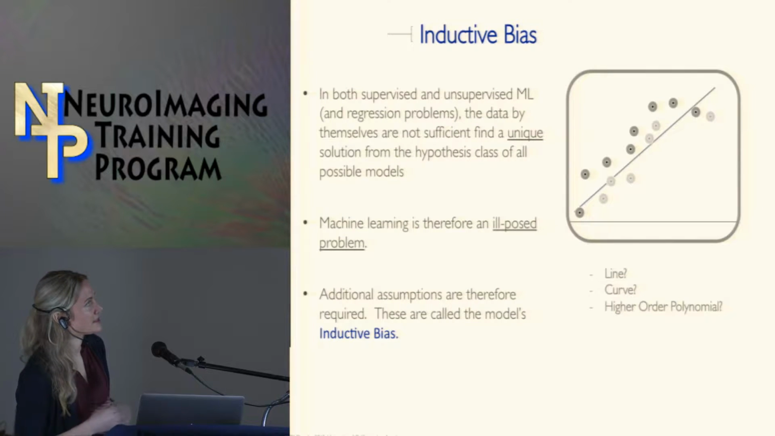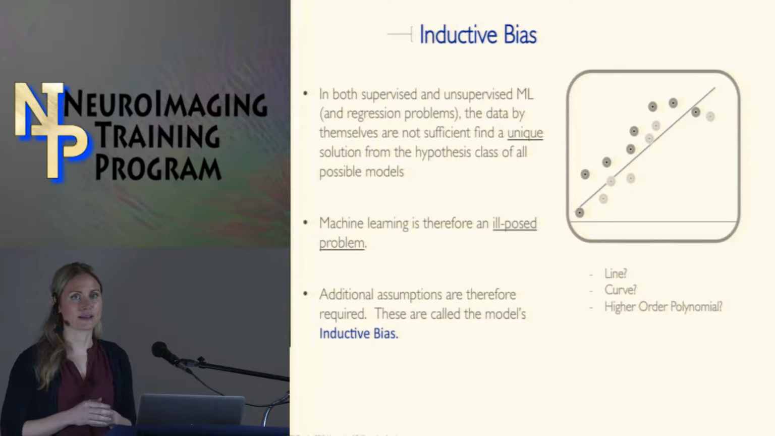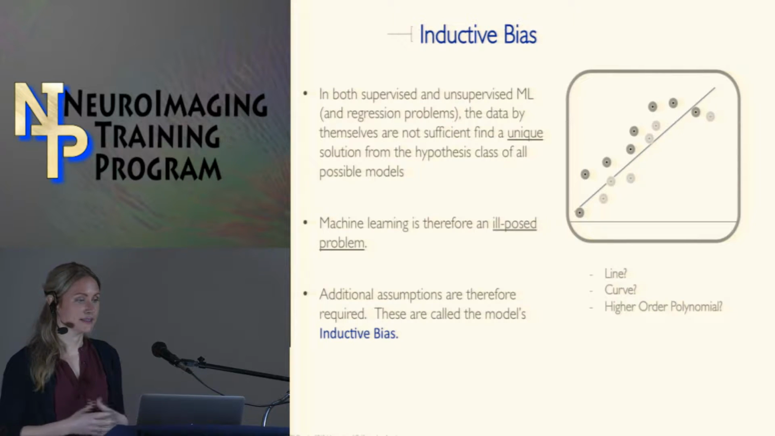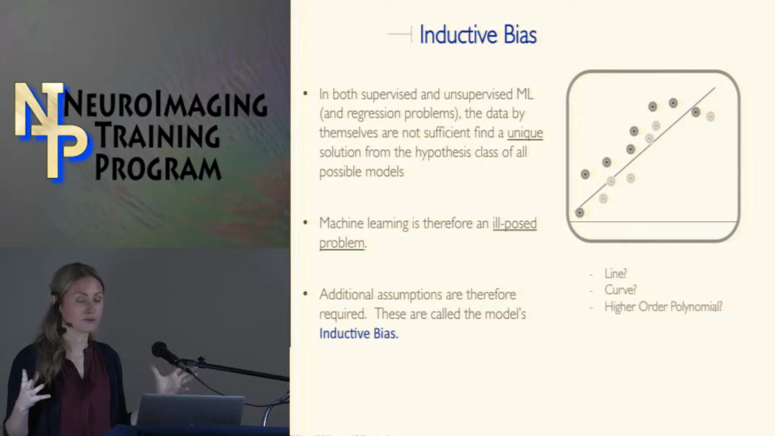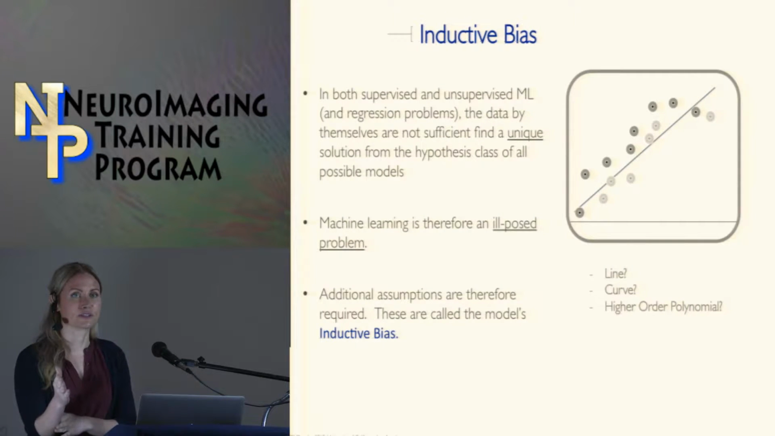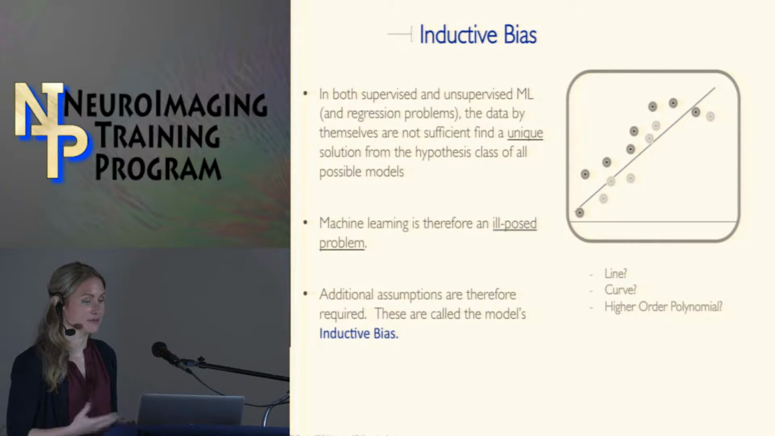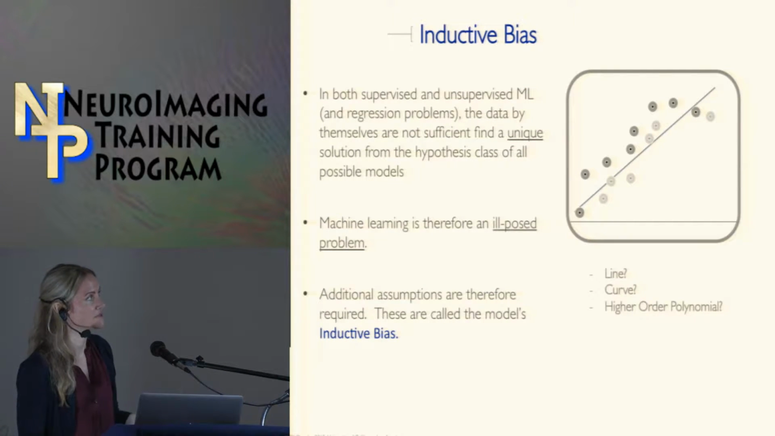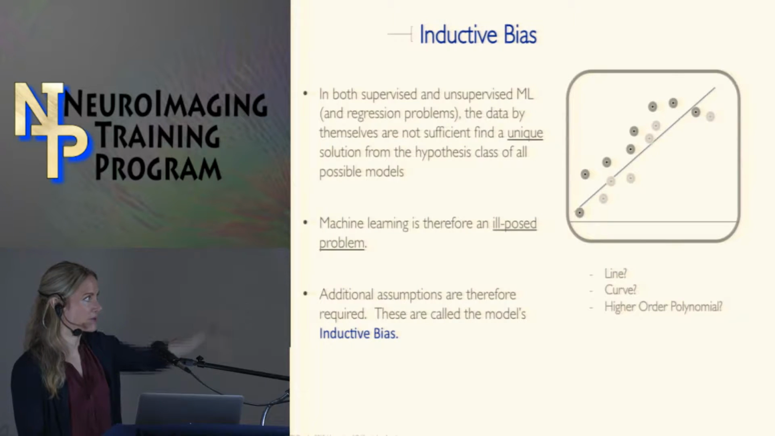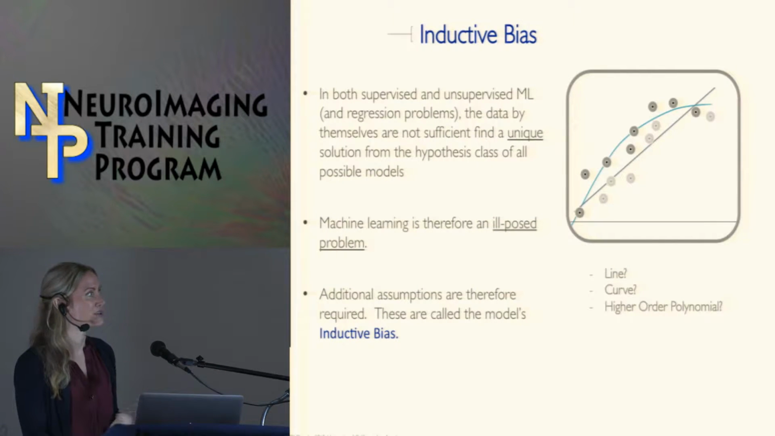So one thing to think about is that with each machine learning algorithm, there's an inductive bias. Machine learning is kind of an ill-posed problem. There's no one solution. So in order to constrain the problem, we have to make some assumptions, and this comes in the form of the inductive bias. If you have this data, part of the inductive bias could be, do we want to try and separate it with a line? Do we want to use a curve? Would we like to use a higher order polynomial? How do we choose between these different inductive biases?